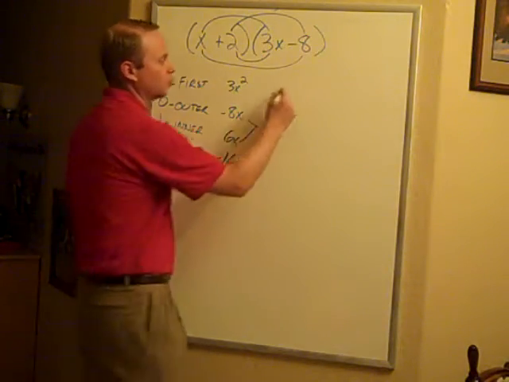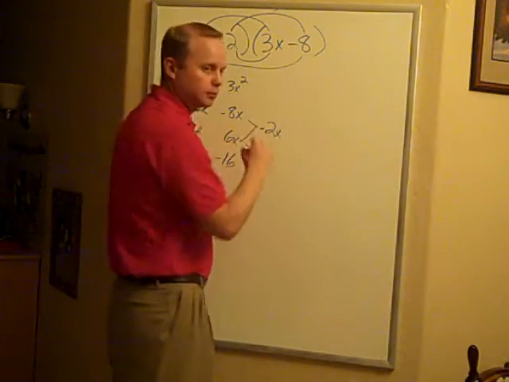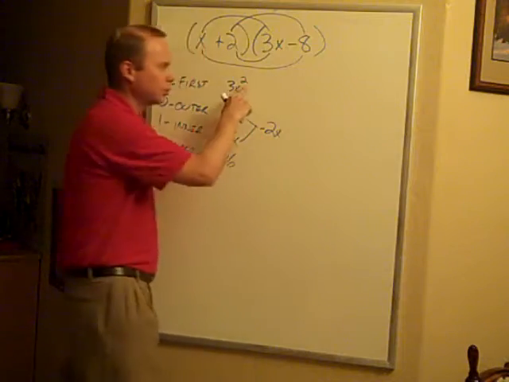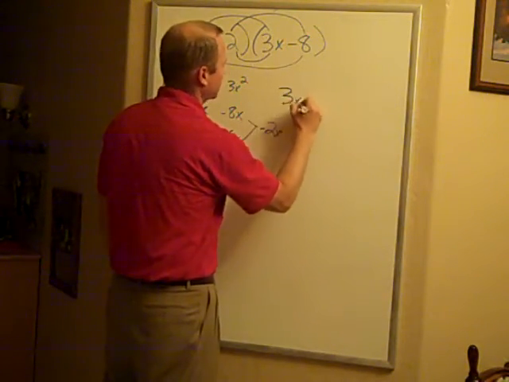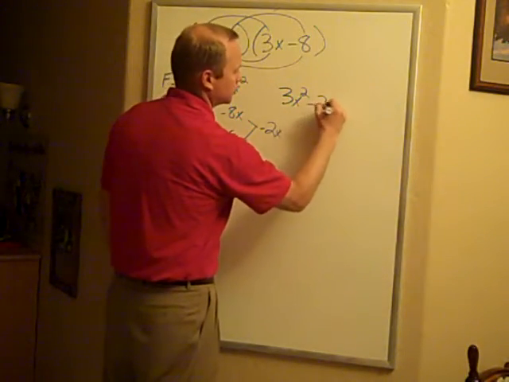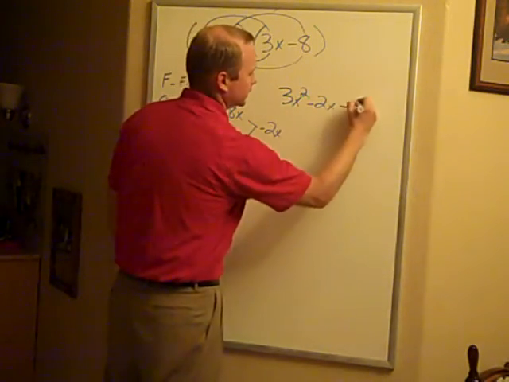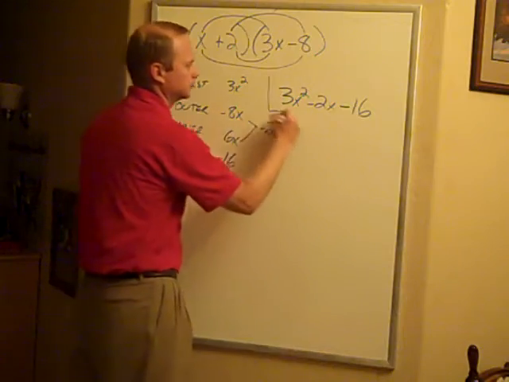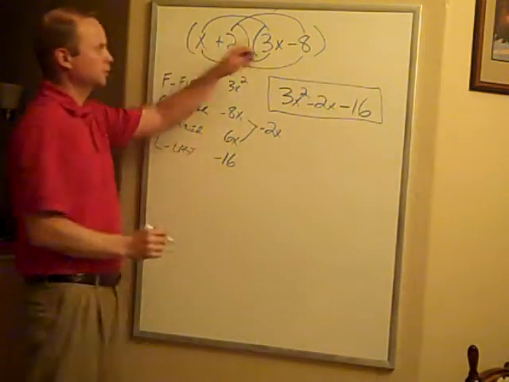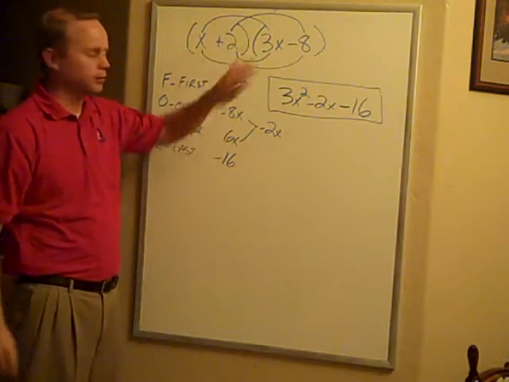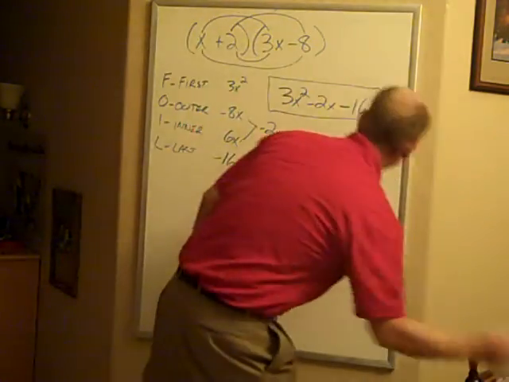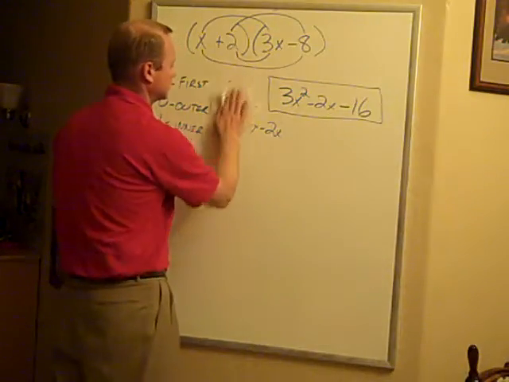So now I just write it in order. In standard form, we write them in descending order according to their exponent. So the answer on this one would be 3x squared minus 2x minus 16. Okay? If I were to multiply these two together, that gives me my product of those two. Alright, now let's try one more.